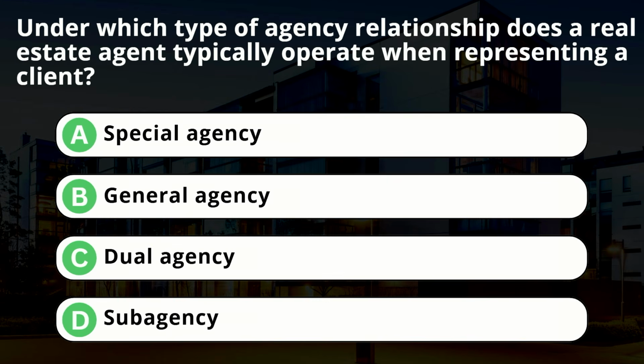Under which type of agency relationship does a real estate agent typically operate when representing a client? Letter A, special agent. Letter B, general agent. Letter C, dual agent. Letter D, sub-agency.